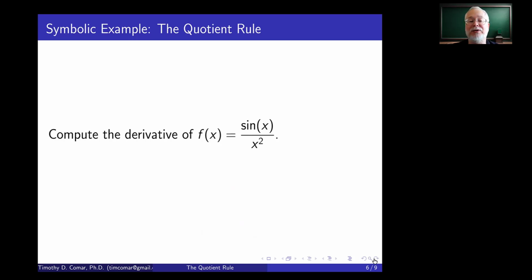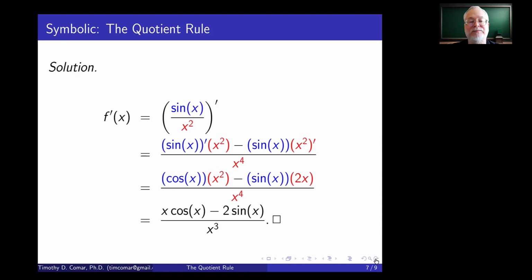Our second example, we're going to compute the derivative of the function f of x here, which is defined as sine x over x squared. So here we are going to, again, color code it like we did in the statements of the quotient rule over here. And we can see how it shows up down here.